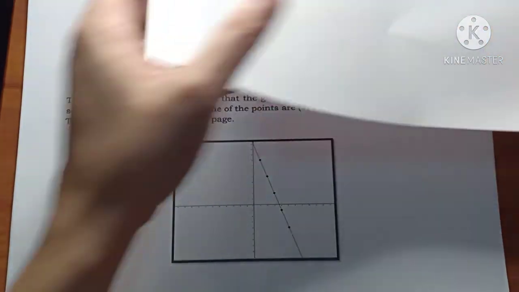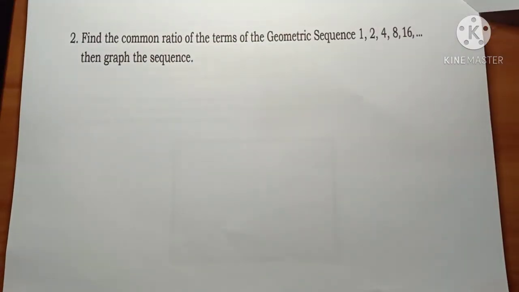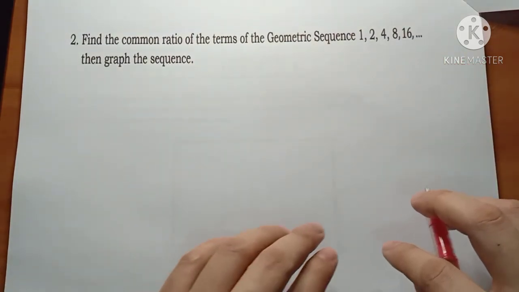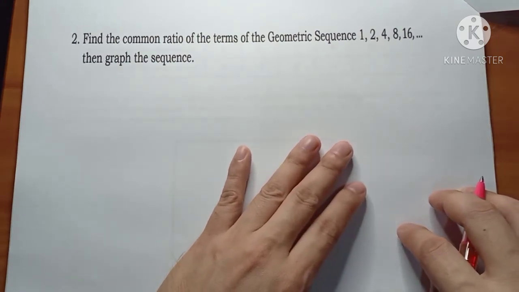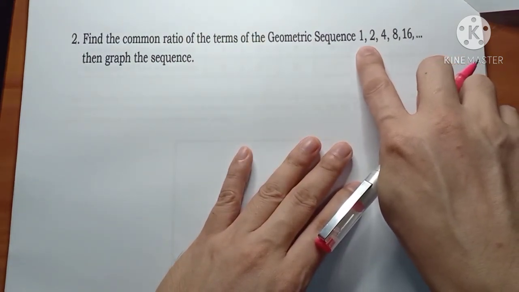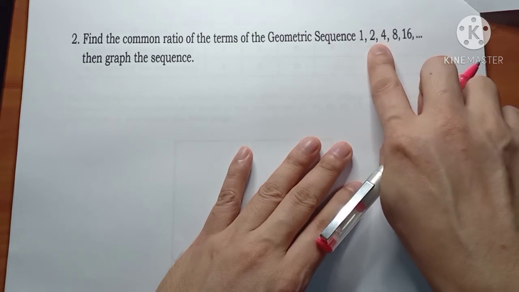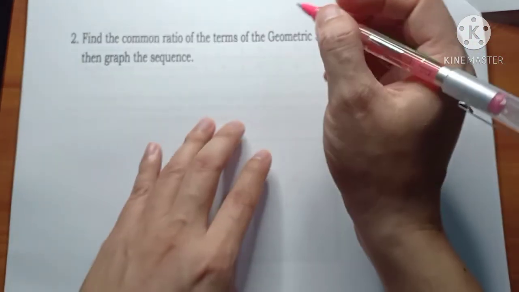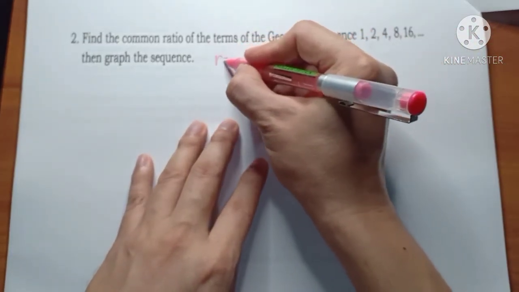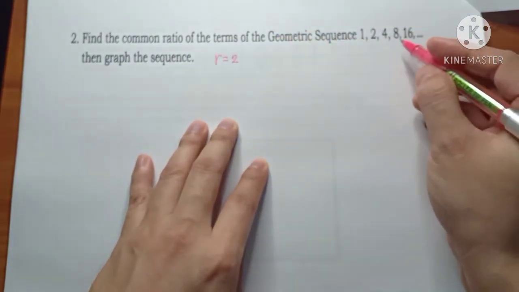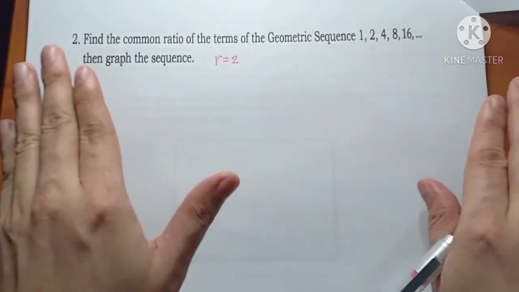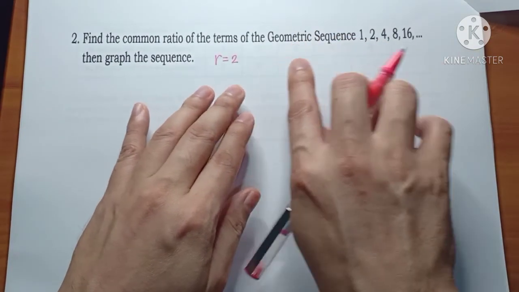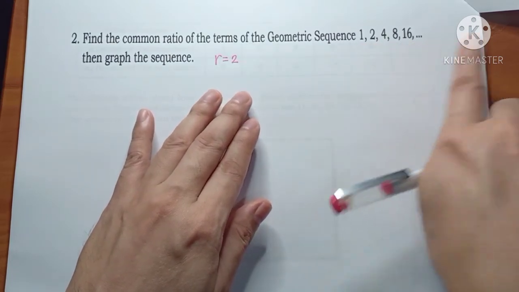Napunta naman tayo sa geometric. So find the common ratio of the terms of geometric sequence. So 1, 2, 4, 8, 16. So dito makuha naman natin ang common ratio. So 2 divided by 1 is 2. 4 divided by 2 is 2. 8 divided by 4 is 2. 16 divided by 8 is 2. So, ang ating common ratio ay 2. Kasi makuha natin yan. Hindi mo naman kailangan na lahat tapusin mo. Basta makuha lang natin yan. Pero, pag hindi natin alam na geometric yan, dapat alam natin, isa-isay natin na dapat pare-pareho sila.